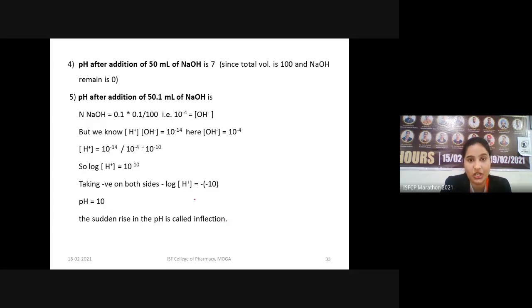So we can observe that earlier the solution was having pH 7. On the addition of 50 ml of sodium hydroxide solution, the pH of the solution was exactly 7. After the addition of 0.1 ml of sodium hydroxide, with only the addition of 0.1 ml sodium hydroxide solution, the pH has directly gone from 7 to 10. This sharp, sudden rise is known as inflection. The sudden rise in the pH is called inflection.